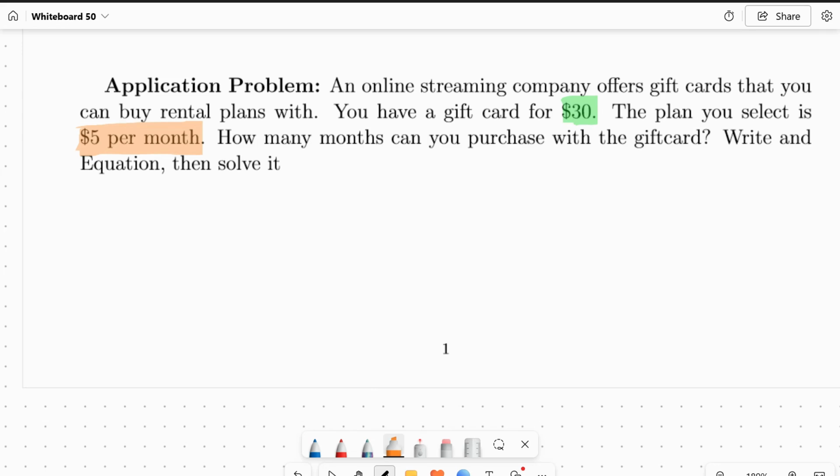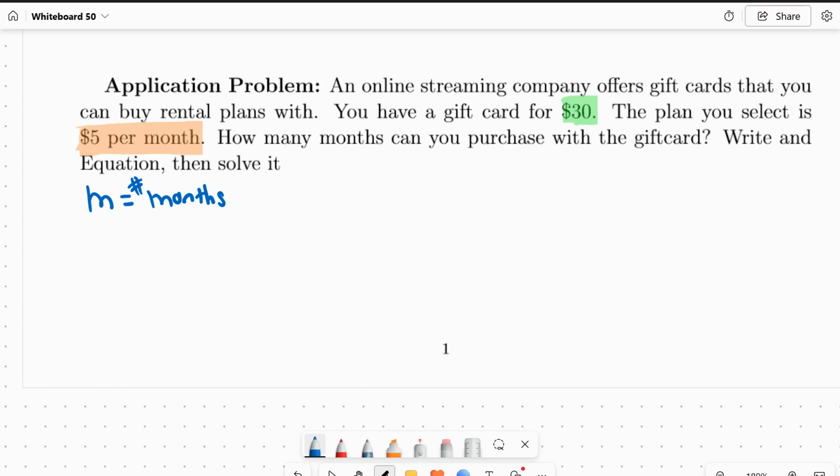So I highlighted both of the key pieces of info here. We have $30 in total, and we have $5 per month. So first of all, I'm going to go ahead and define my variable. In this case, I'm trying to calculate how many months. So that tells me that months will be my variable. So I'm going to call that M, which equals the number of months. Could add that in there.